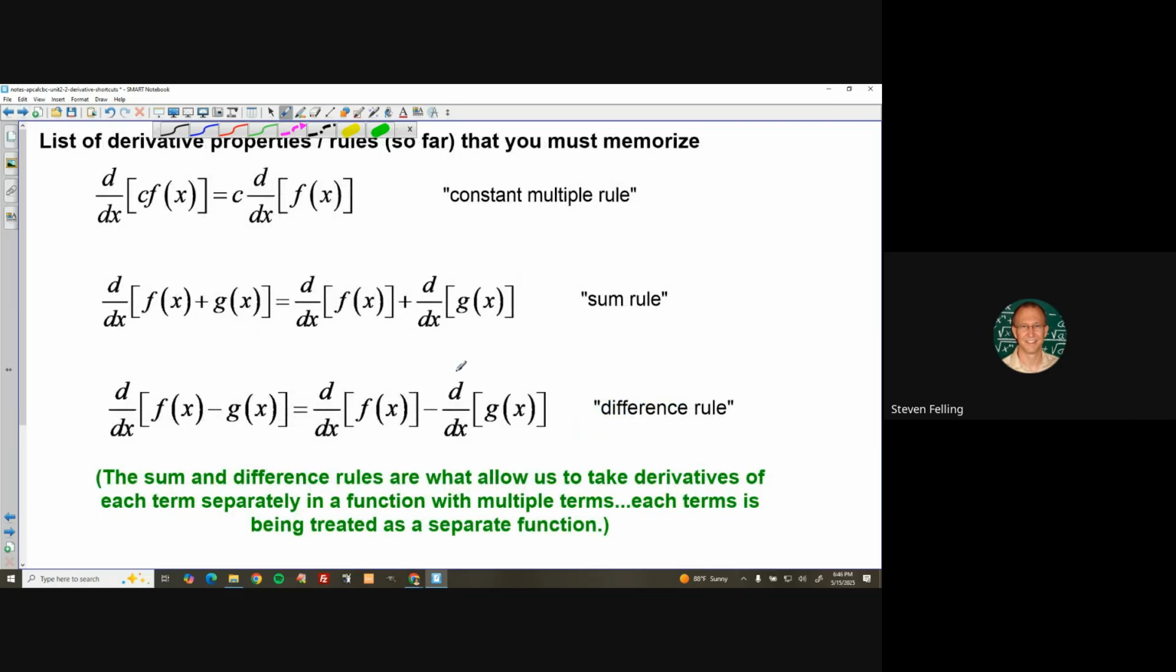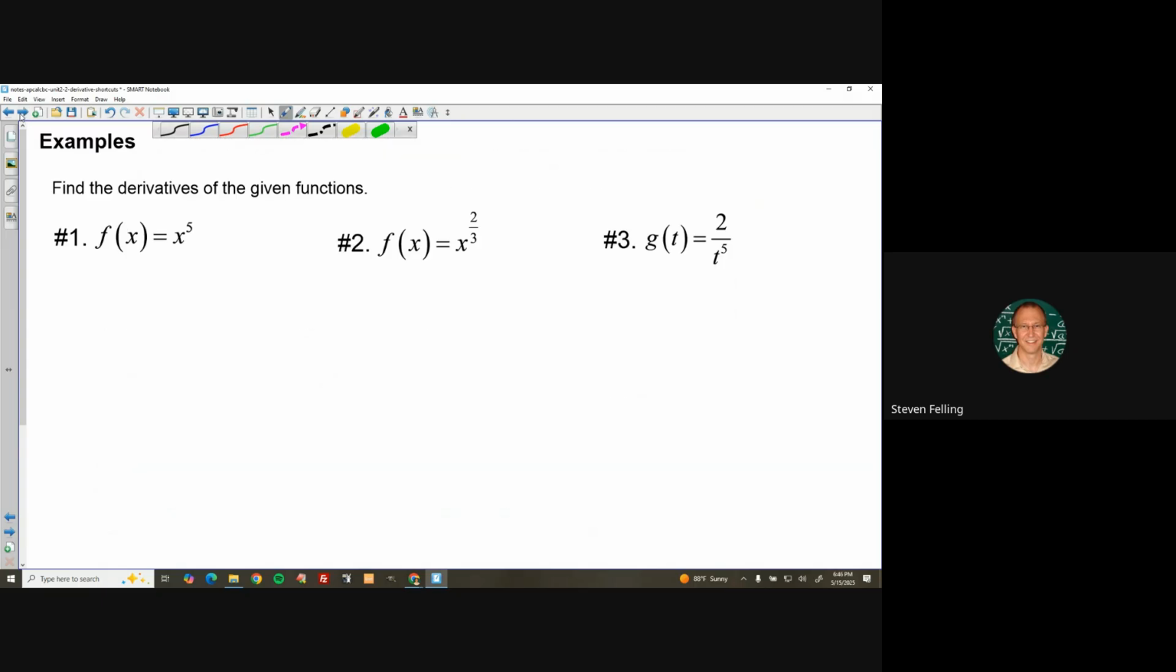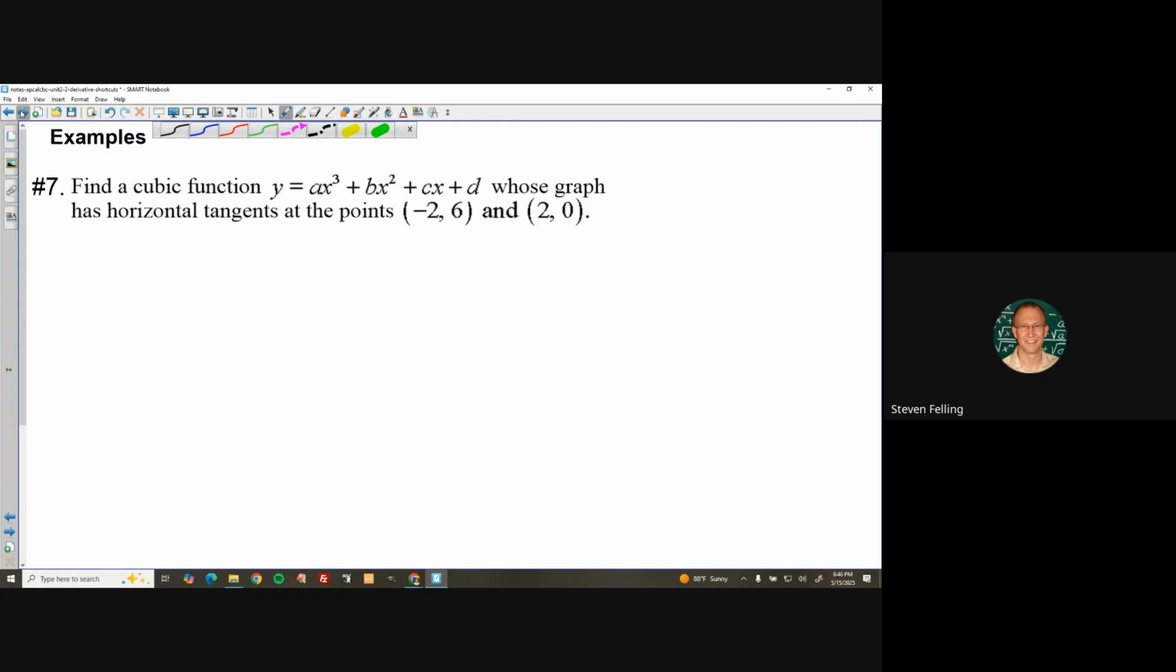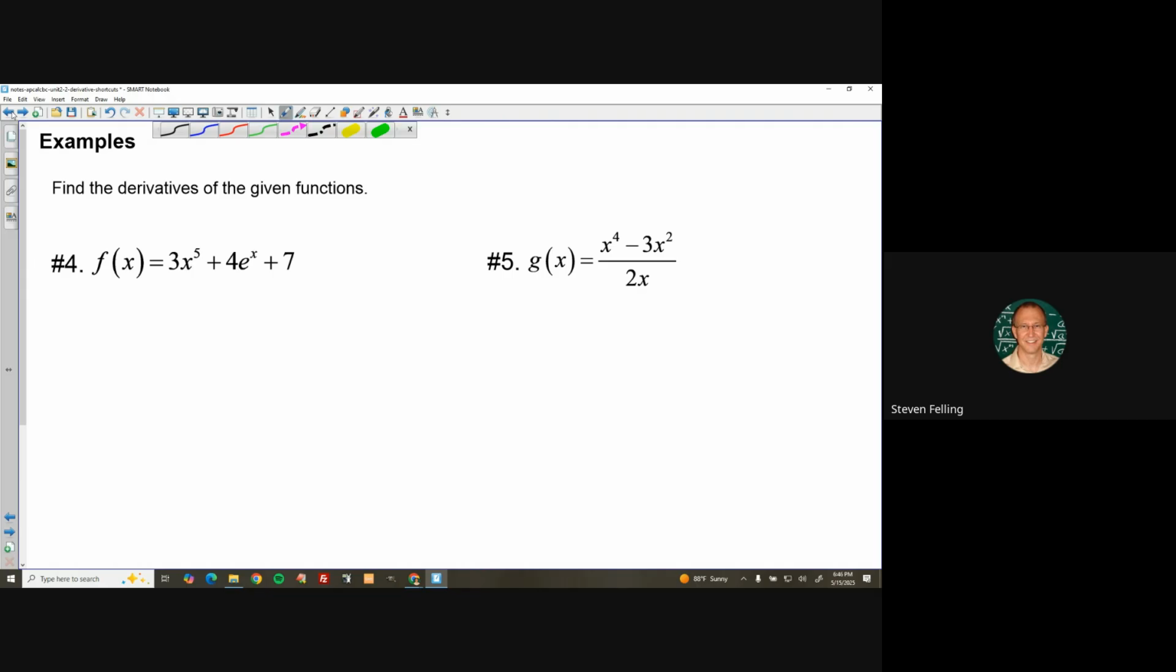There is also a difference rule. If the terms are separated by a subtraction operation, you just take the derivative of each term separately and subtract the results. So that's what allows us to do multiple terms, just term by term. So we're going to do just a few quick examples here. I think we've got about 5 examples, and these first ones are, I would say, very common, and then these last 2 examples here are a little more esoteric. So let's see how far we can get here.